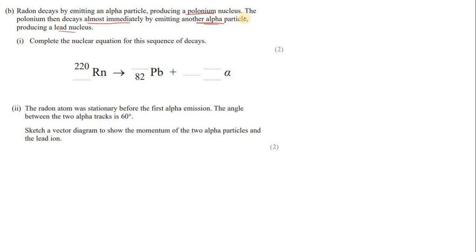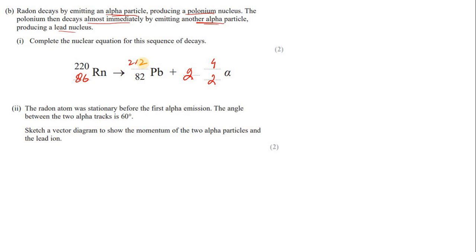Clearly, if you read the statement, we have two alpha particles emitted: radon decaying to polonium emitting the first alpha, and then immediately decaying into lead and emitting the second alpha. So we have two alpha particles. Alpha charge is 2, and mass number, nucleon number, is 4. So 2 times 2 is 4, 82 plus 4 is 86, and 2 times 4 is 8, so 220 minus 8 is 212. That's how you can complete this equation.